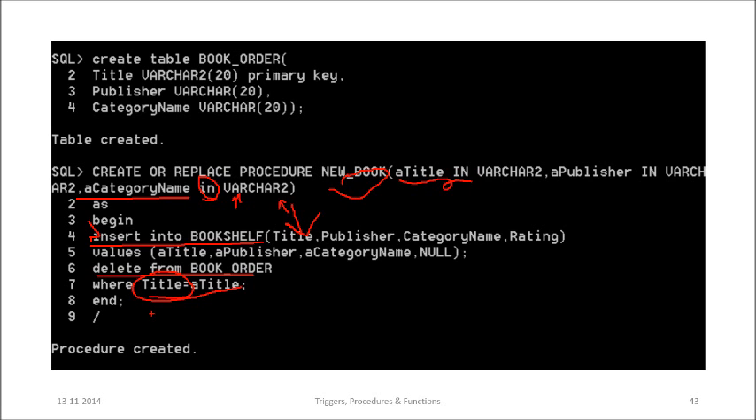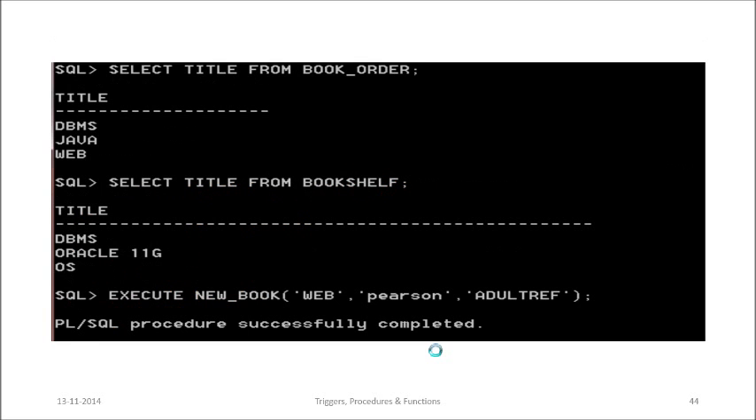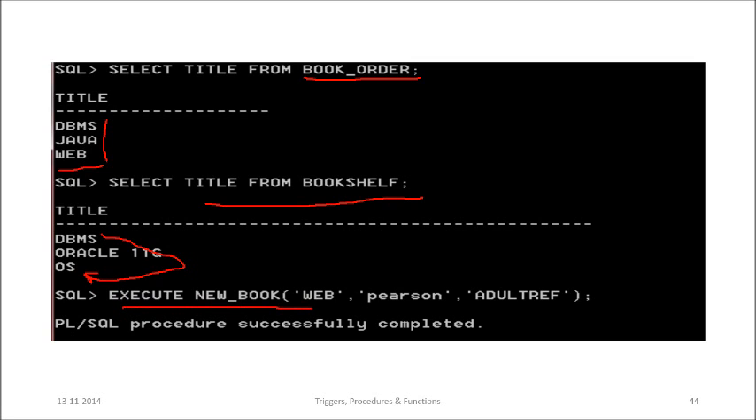So according to this procedure, we are inserting the values passed through this procedure into the bookshelf table, and we are going to delete those values from the book order table. The executed example is here. Firstly, we are seeing the contents of the book order table. Here DBMS, Java, and web are the contents of the book order table, and the bookshelf table contains DBMS, Oracle 11g, and the OS. Now execute this new book and pass the arguments as web, Pearson, and these things.